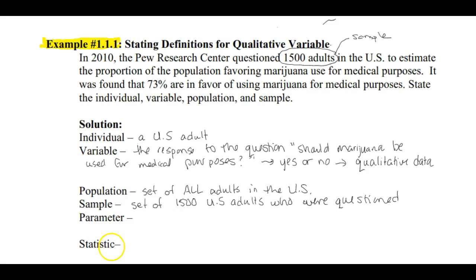So then, parameter and statistic. Okay, each of these is a single number that is computed to summarize either population or sample data, depending on whether we're looking at a parameter or a statistic. So in this case, the parameter here would have been the proportion of all adults in the United States who favor marijuana for medical purposes.